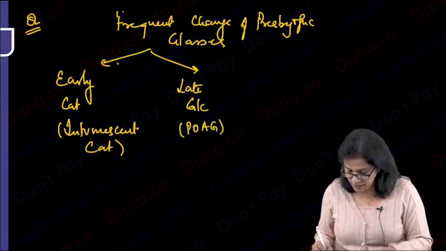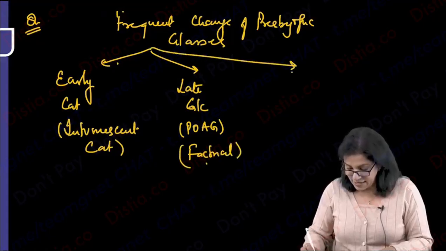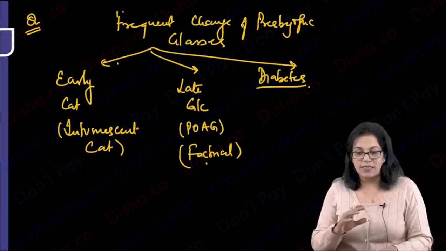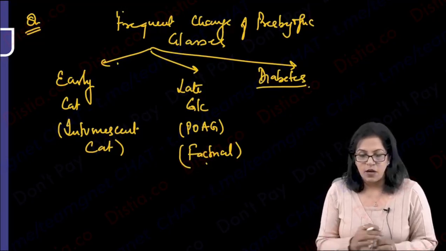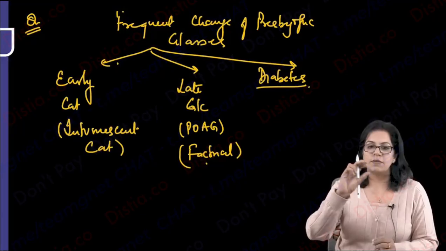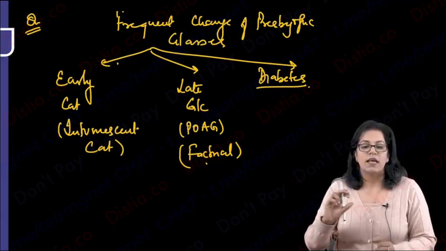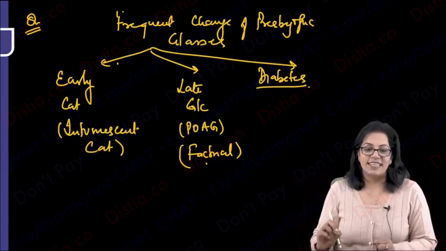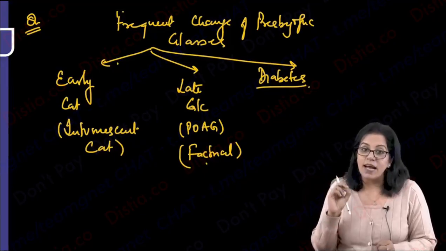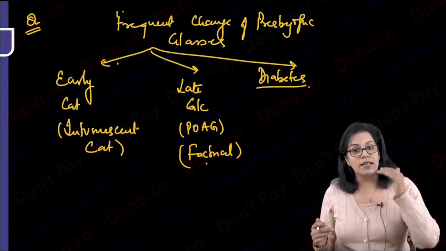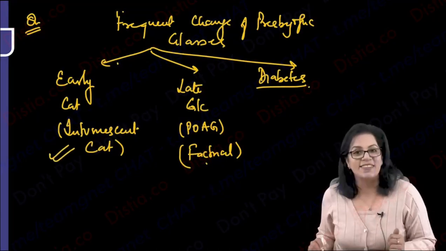Now this is more factual. There's not much explanation here for this one. And third is your diabetes. See, this is a very, very common mistake we all make. When it is asked, what is the cause of frequent change of presbyopic glasses? Options are diabetic cataract, this cataract, that, and then intumescent cataract. So we all tend to mark diabetic cataract. Please understand, it is not diabetic cataract. It is the diabetes itself which is causing the frequent change of presbyopic glasses. Got it? If cataract is asked, then you have to answer intumescent cataract.